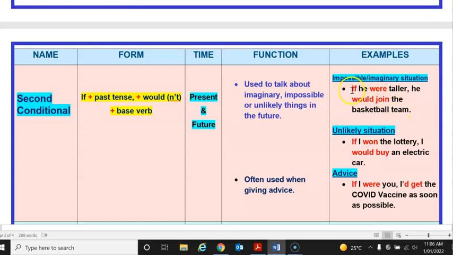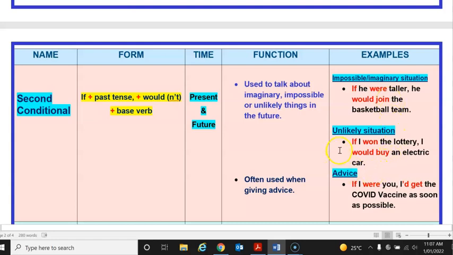And you can see that we have if, and then the verb is in the past tense, were taller. And remember that with the be verb in the conditional tenses, we use were for all subjects, not was. So he, she, they, we, I, all subjects are followed by were instead of was for the second conditional. If he were taller, he would join the basketball team. There you've got would plus base verb.